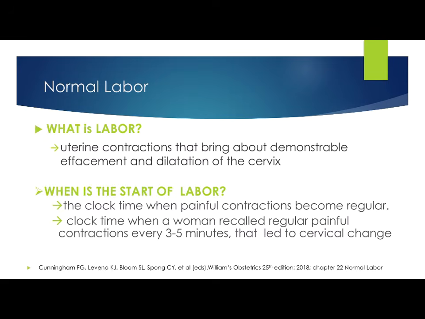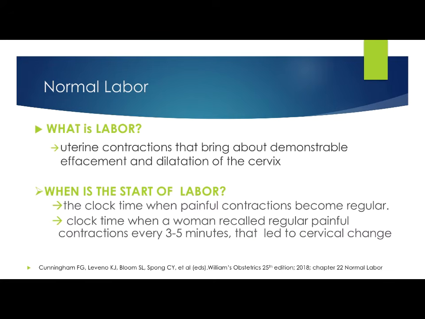Now, let's go to normal labor. The strict definition of labor is uterine contractions that bring about demonstrable effacement and dilatation of the cervix. Now, this does not easily aid the clinician or the obstetrician in determining when labor has actually begun, because this diagnosis is confirmed only retrospectively.